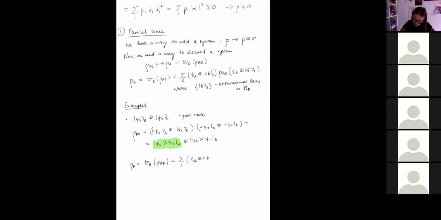Yeah, maybe now let's label, instead of B, just I's. This orthonormal basis in the system B, let us just label it as I_B. Then we have rho AB, which we can write out as psi1 on A, psi2 on B. And we still have to multiply this by identity acting on A and ket I on B.